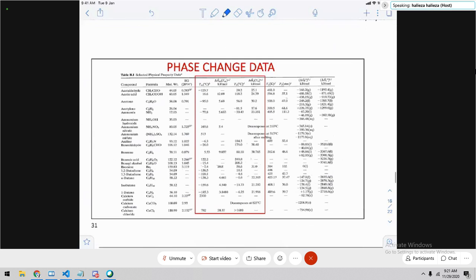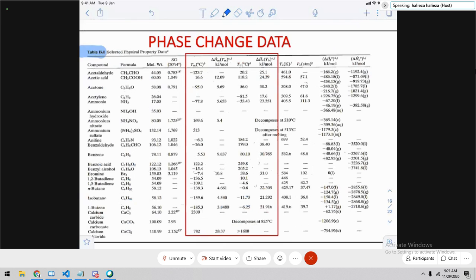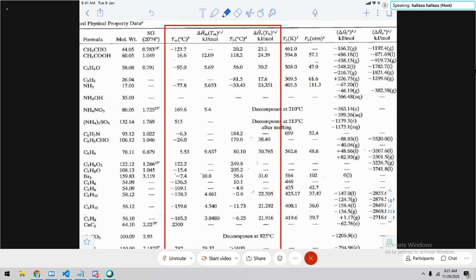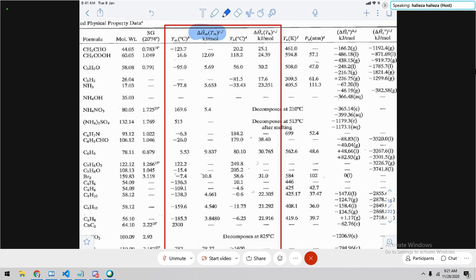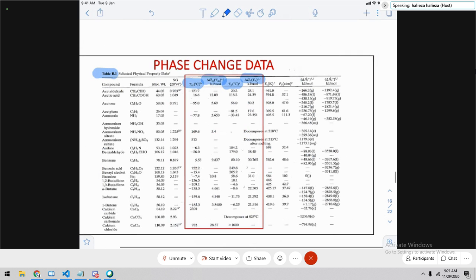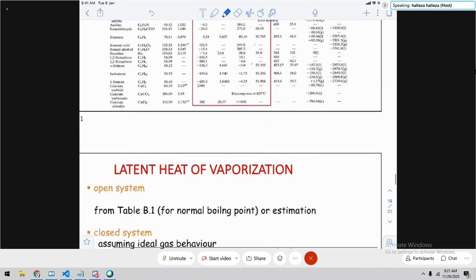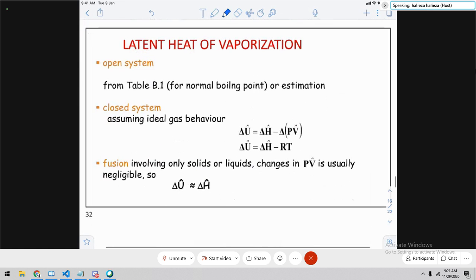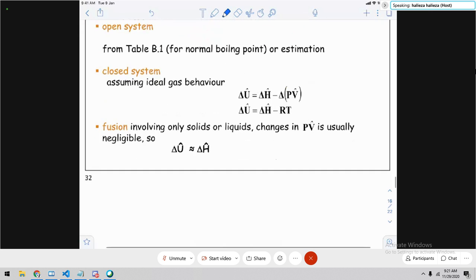So how to estimate? We will look at a few equations, but if you look at Appendix B1, we have used this, so it's nothing new anymore. That is latent heat of melting. That is latent heat of vaporization. So the temperature of melting, the temperature of boiling at normal pressure of 1 atm. You can get that from Appendix B1. But unfortunately, there might be times when you don't have it, then you need to know how to estimate.